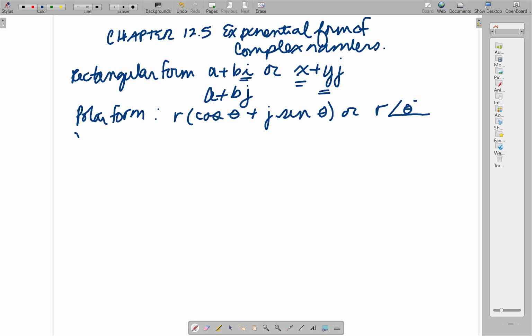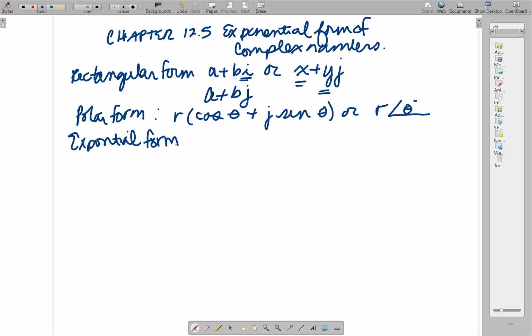Now we're going to look at a third one, which is exponential form. These are all different ways to write complex numbers. It enables us to do different things, such as multiplying, dividing, adding, subtracting, raising to powers, by switching between the forms, because some forms are easier to use one way and other forms are easier to use the other way. And we'll learn that in the next section, 12.6.